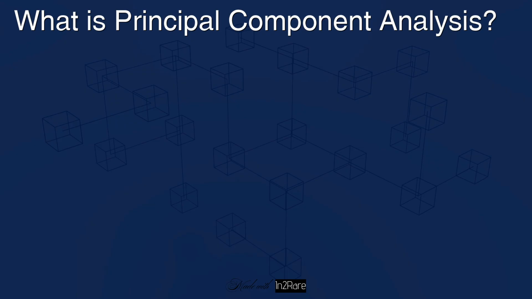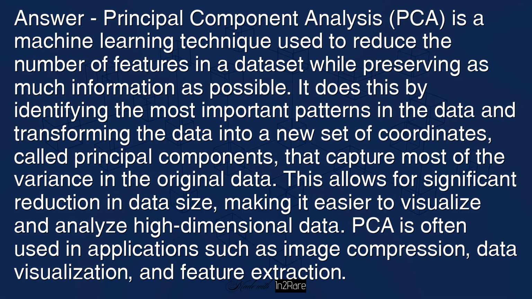What is principal component analysis? Answer. Principal component analysis (PCA) is a machine learning technique used to reduce the number of features in a dataset while preserving as much information as possible.